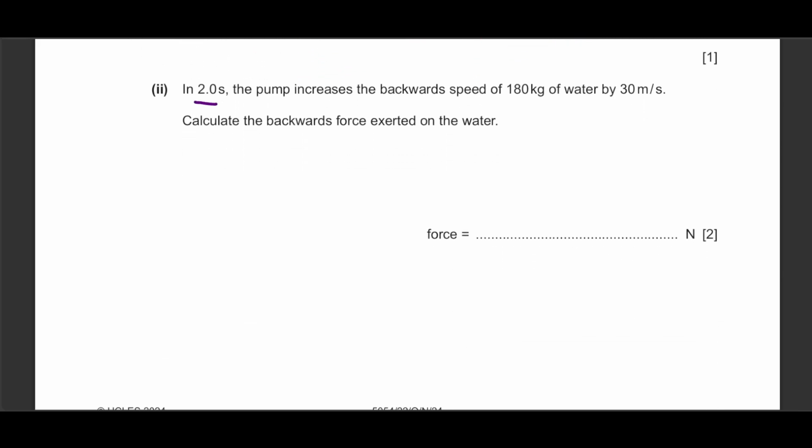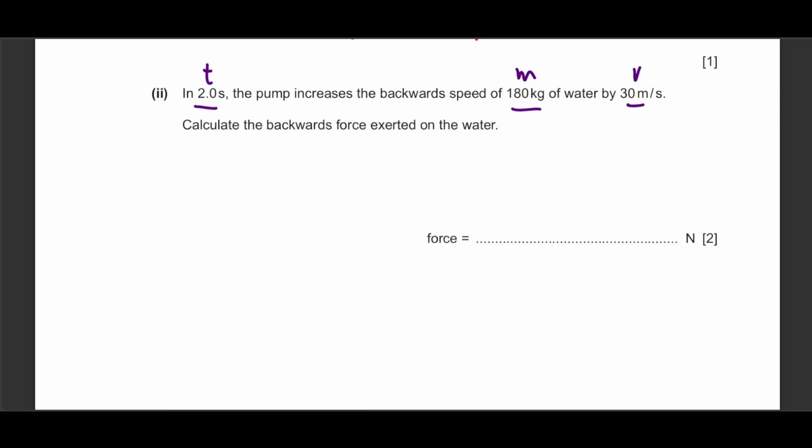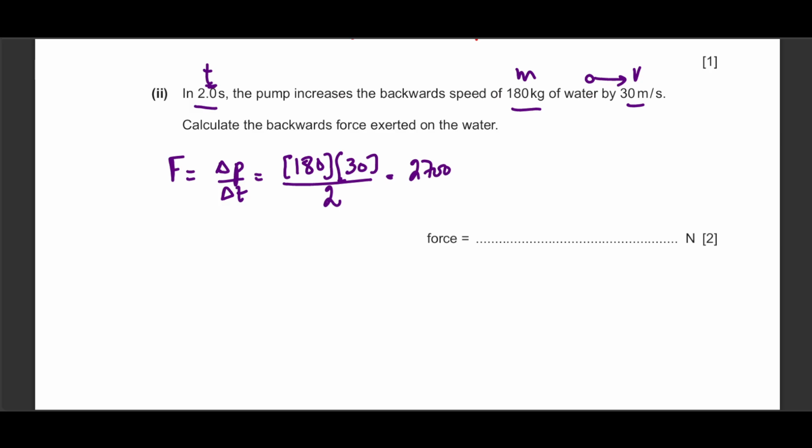He says in 2 seconds, that's our time. That's our mass, and this is our velocity. It changes from 0 to 30 meters per second. Backward force exerted, so that will be F equals change in momentum divided by change in time. So the momentum is changing with a mass of 180 from a speed of 0 to 30, so that will be 30 minus 0, which eventually becomes 30, divided by a time frame of 2 seconds. So when you calculate this, eventually you're going to get a force value of 2700 newtons.